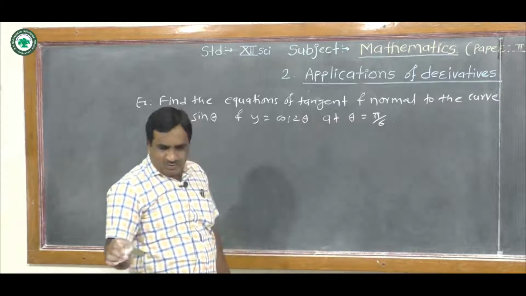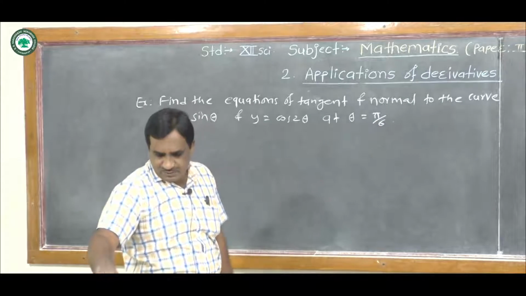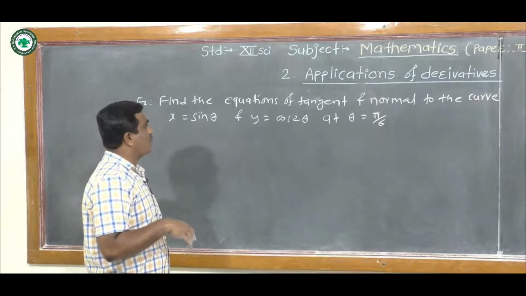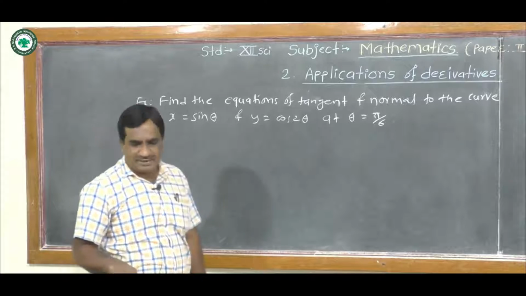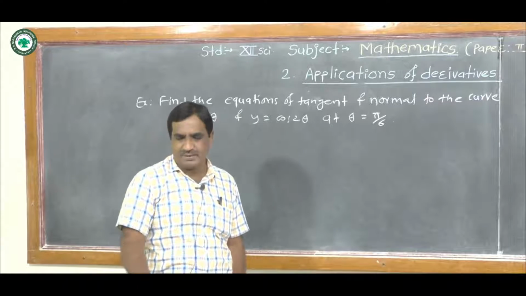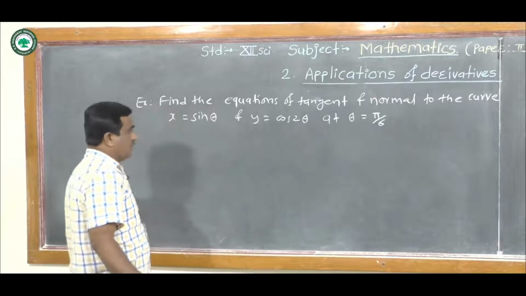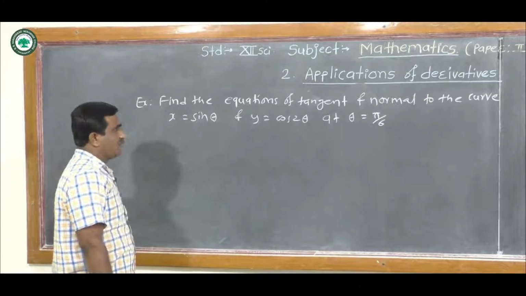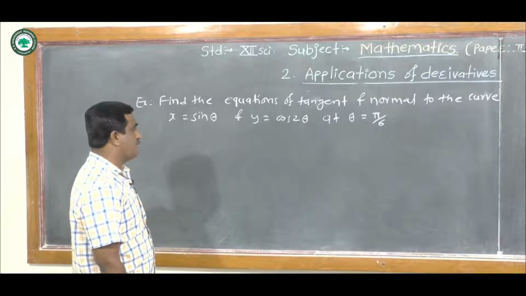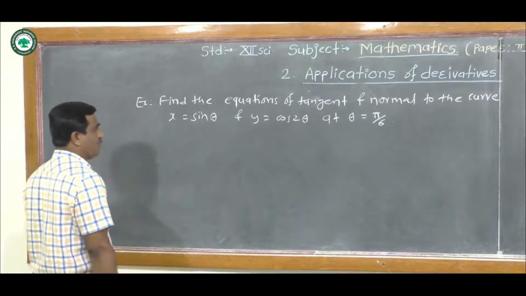Now in this example we are given two equations, x equal to sin theta and y equal to cos 2 theta. These are the parametric equations. That is, the given curves are in parametric form. Now we have to use the parametric rule first for finding the value of dy by dx, that is the slope of the tangent. Now we see the answer for this example.